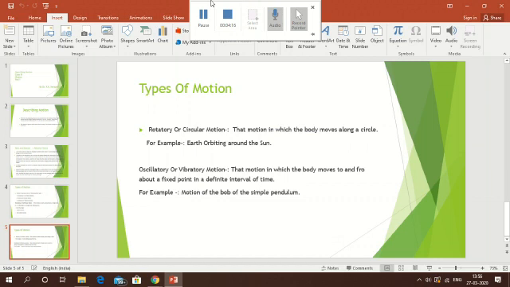Periodic motion means if a body moves around a body and completes its motion after a fixed interval of time, that is known as periodic motion. And oscillatory motion means a body moves to and fro, or here and there, about a fixed point. The motion of the bob of a pendulum, the motion of clockwork, is known as oscillatory motion or vibratory motion.